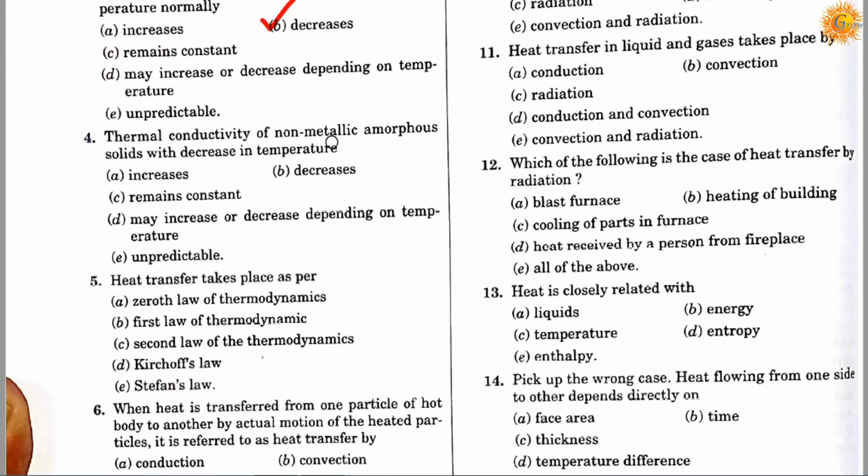Question number 4. Thermal conductivity of non-metallic amorphous solids with decrease in temperature. Amorphous solids like glass. Okay. Option A is increases. Option B is decreases. Option C is remains constant. Option D is may increase or decrease depending on temperature. And option E is unpredictable. So correct answer is B.